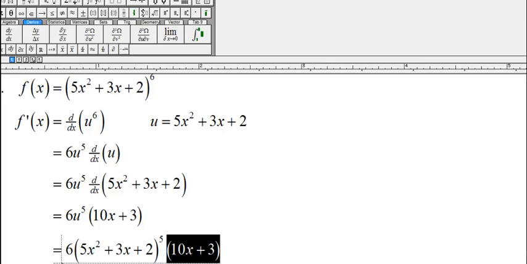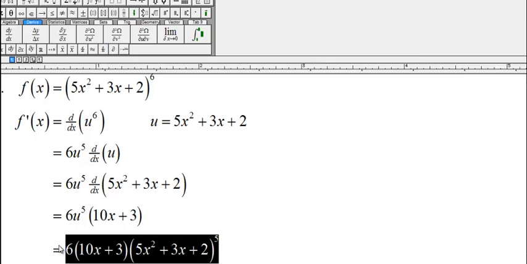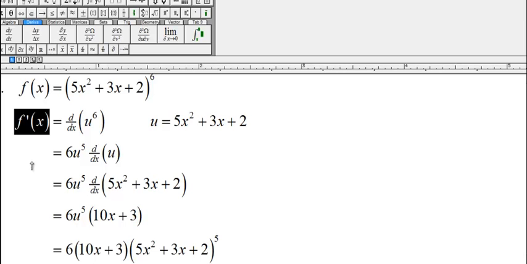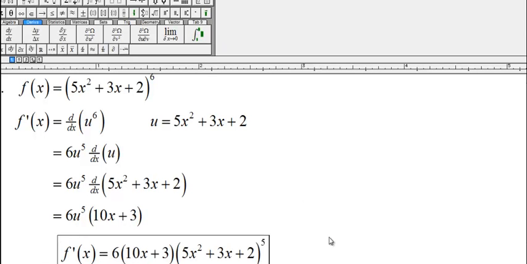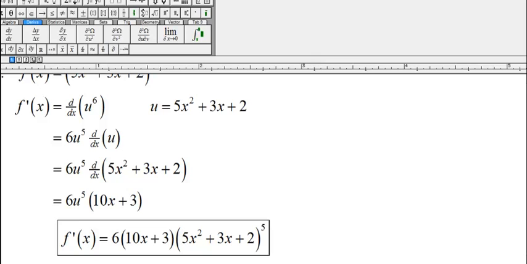I think I'm going to write this one in the front. Doesn't really matter. And so there is the formula for the first derivative. Okay, how about the second derivative?